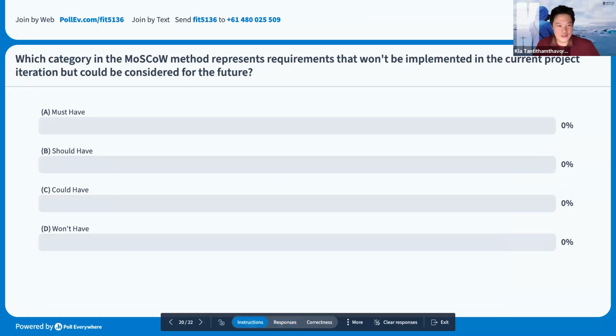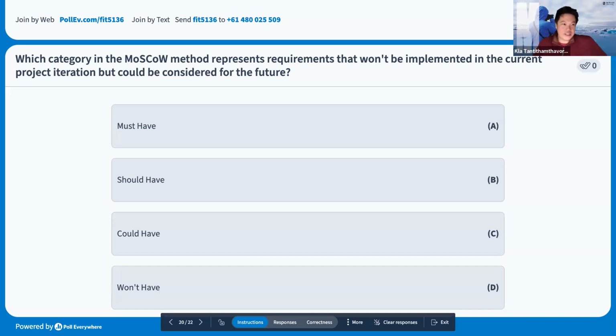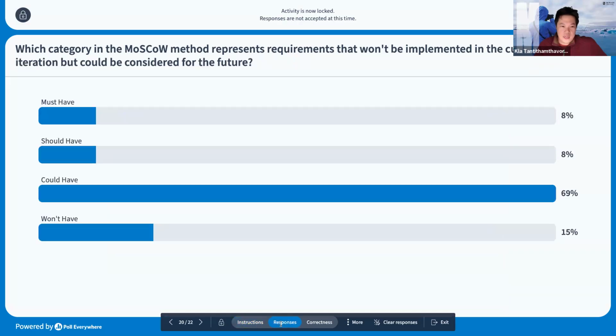Quick and done, in 5 seconds, guys. Which category in the Moscow method represents requirements that won't be implemented in the current project iteration, but could be considered for the future? What is that? All right, very good. Let's see the response. I think it's could have. Yes, okay, could have, because the question already says could be considered in the future.